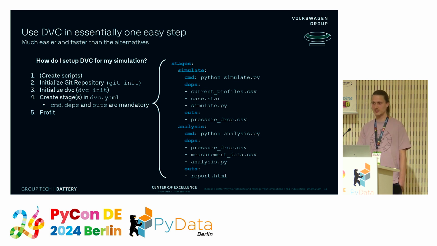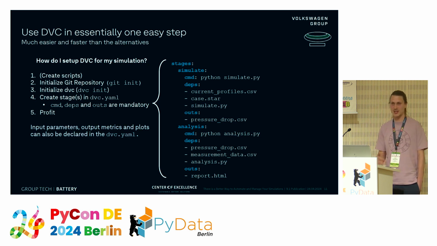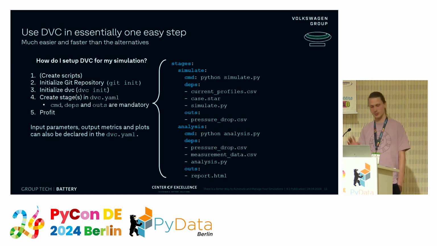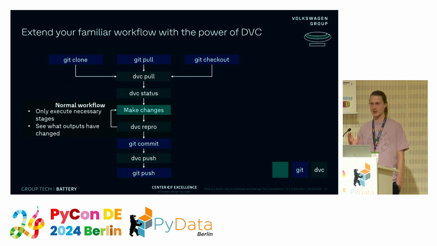And then step 5, profit from this. Note, we can also define input parameters, output metrics, and plots, and I will later go into this in the dvc.yaml file. But this is the bare bones, and you can get someone started within like 4 hours using DVC without prior knowledge, which is quite a step in the right direction. So how is the normal workflow going with DVC?